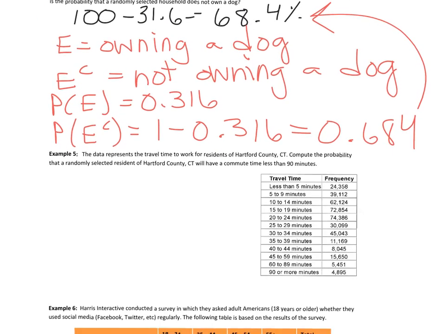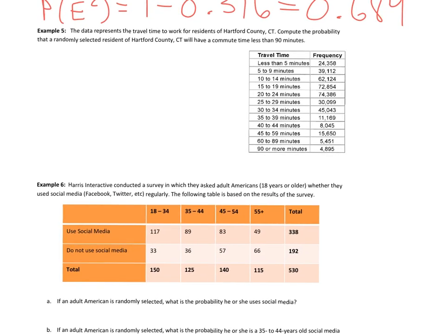Let's look at this next example. This data represents the travel time to work for residents of Hartford County. Compute the probability that a randomly selected resident will have a commute less than 90 minutes. All right, look at these travel times. Look at these classes. Less than 90 minutes is everything but that last class. Okay? So rather than adding up all of that stuff, we can use the complement.